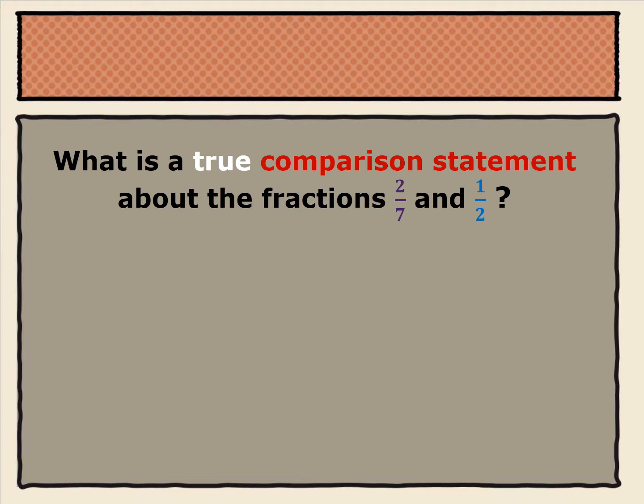Think about the fractions 2/7 and 1/2. Look at the denominators. 7 means the whole was partitioned into 7 equal parts. The 2 means the whole was partitioned into 2 equal parts. If the whole is the same size, it means sevenths are smaller than halves. Think about 7. Half of 7 is about 3, and that means 2/7 is less than 1/2.